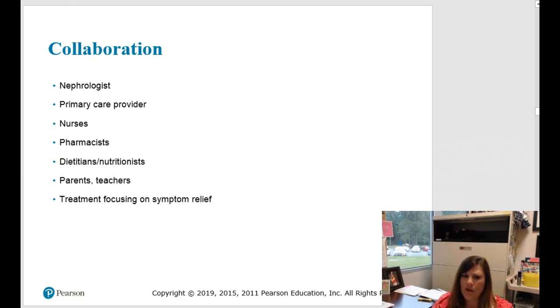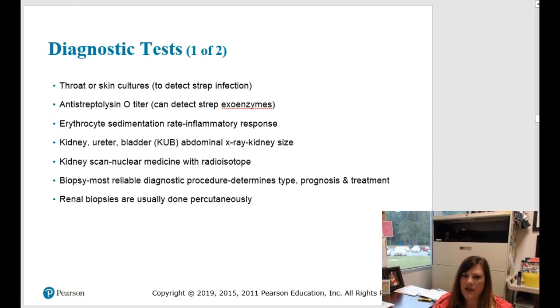So what do we do? Well, we're probably going to have a nephrologist, a primary care provider, nurses, pharmacists, dietitians, nutritionists, all different types of people trying to get rid of all of these symptoms. The tests that we're going to use are throat or skin cultures. These are going to be things that we're going to use to determine if they had some kind of strep infection, right? Because that would be that specific type of acute post-infection glomerular nephritis. We might do an anti-strep titer to detect if there are strep exoenzymes.